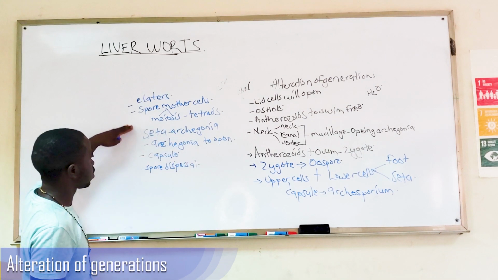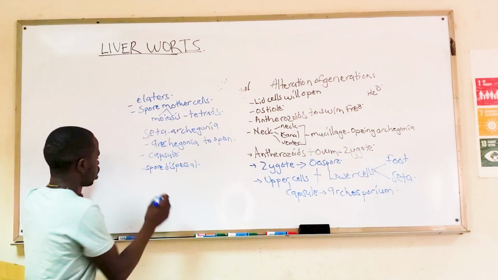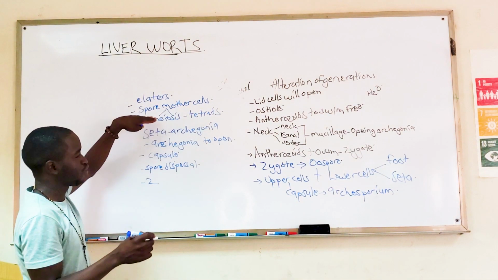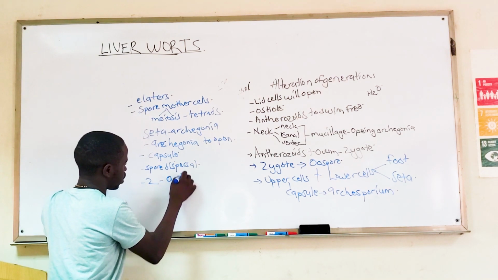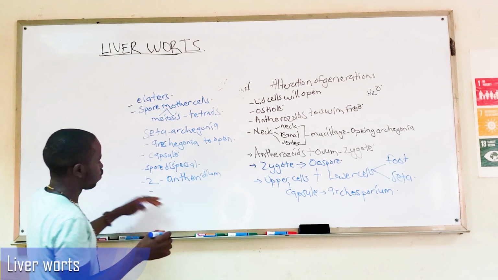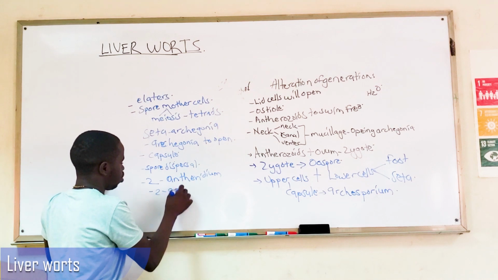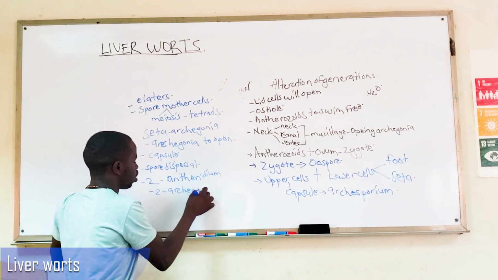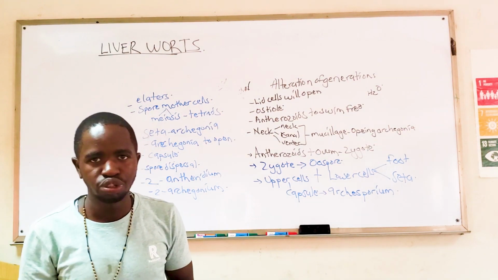And as we've already seen, we have the spore mother cells which will undergo meiosis to form tetrads. Two cells formed by meiosis shall form the antheridium, and two cells formed still by meiosis shall form the archegonium, and the cycle continues.